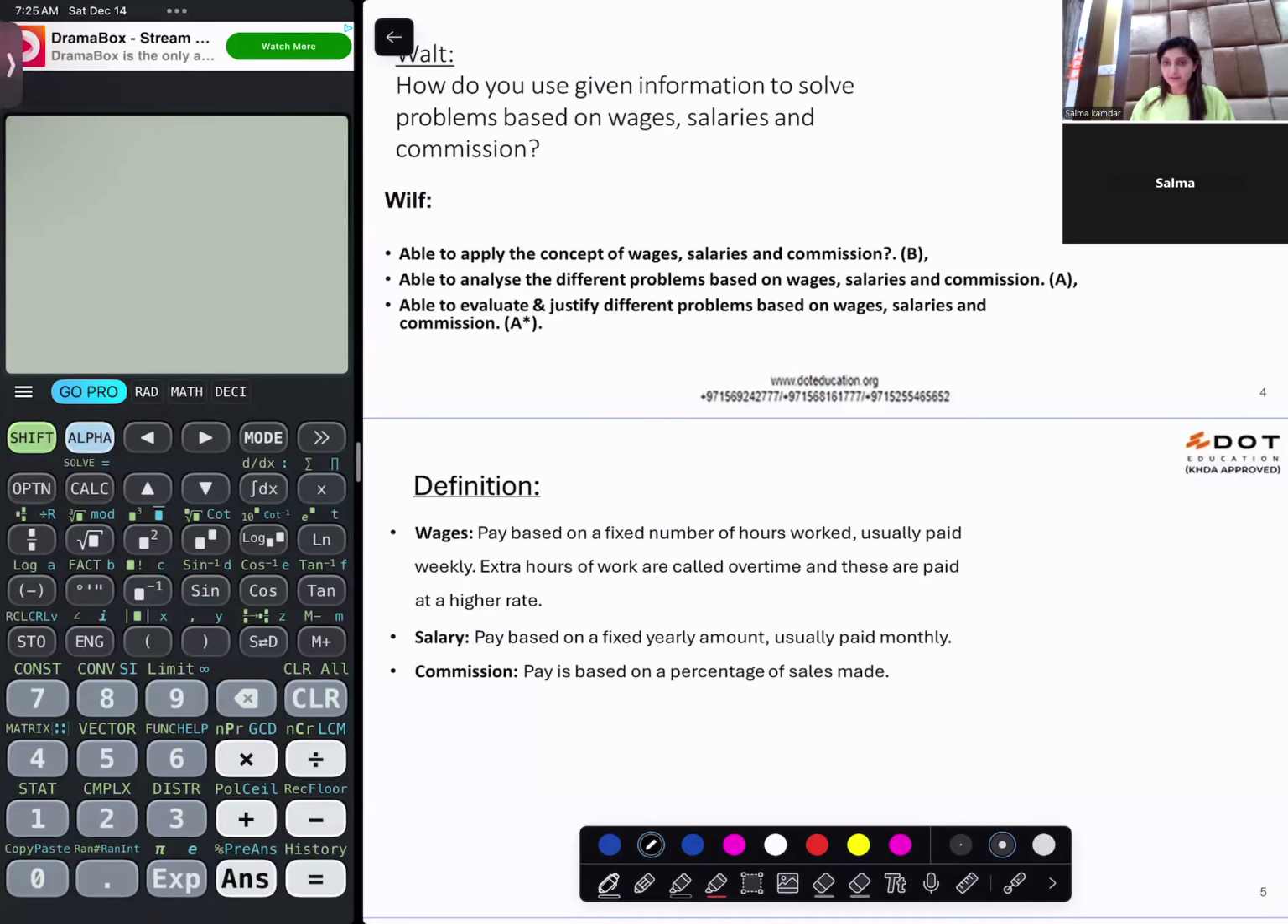Hi everyone. We are doing chapter 17 of unit 5, which is managing money.